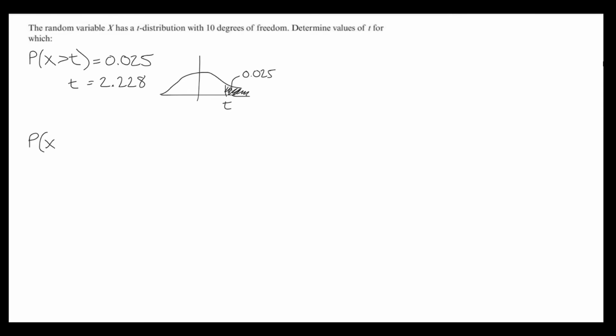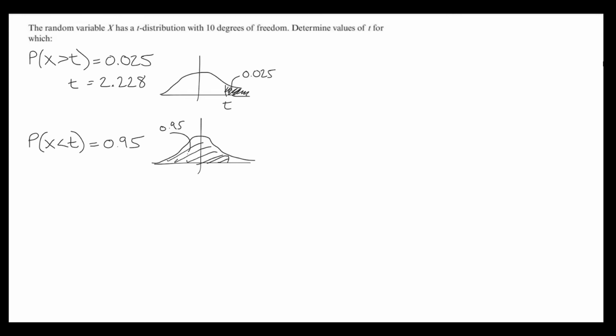Okay, let's see what would happen if we had the inequality sign change. So the probability that x is less than t equals 0.95. Well, let's look at this on the diagram again. 95% being below my t-value means the t-value must be here on the right hand side.